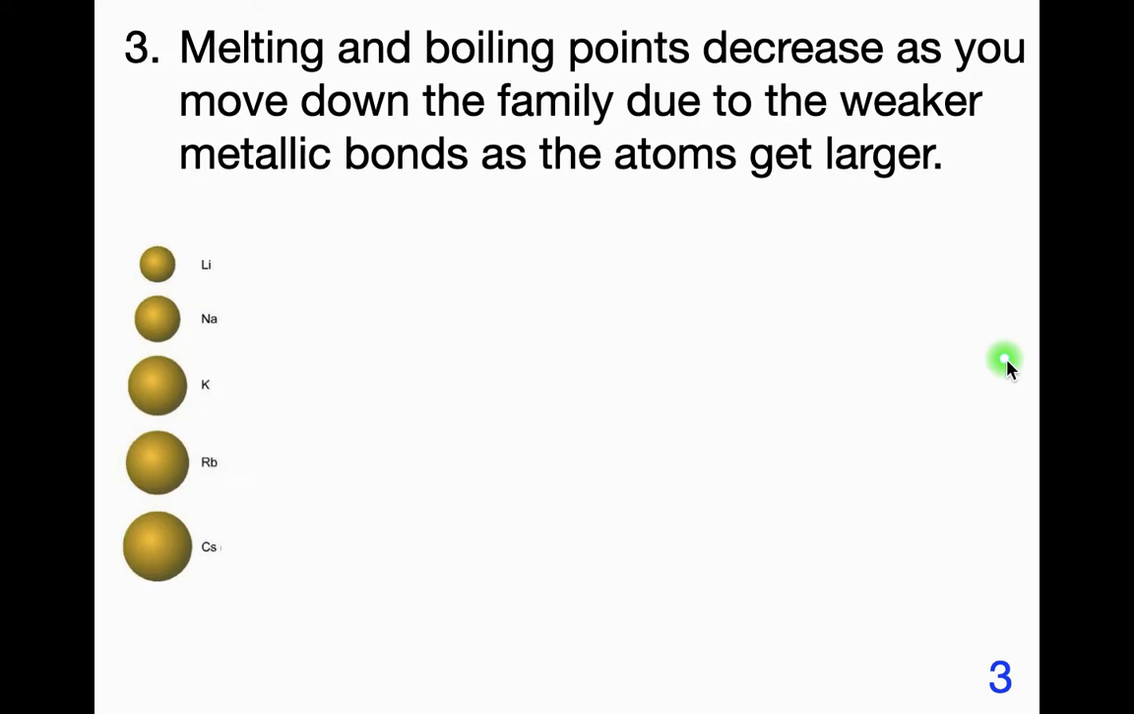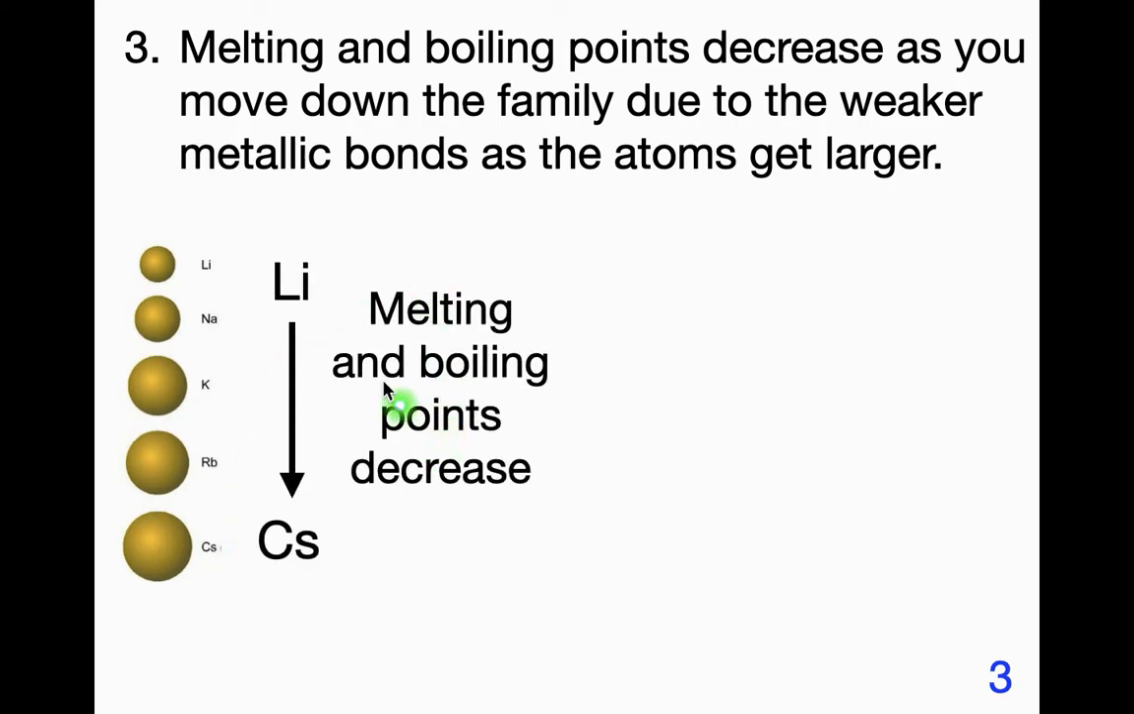Melting and boiling points decrease as you move down the family. We're talking about the alkali metals, due to the weaker metallic bonds as the atoms get larger. So going from lithium down to cesium, the atoms get bigger, as we know. As the atoms get bigger, it means that the positively charged nucleus is going to be further and further from the sea of electrons that holds the atoms together in a metallic bond. So the melting and boiling points decrease as the atoms get larger, or as we go down the family.